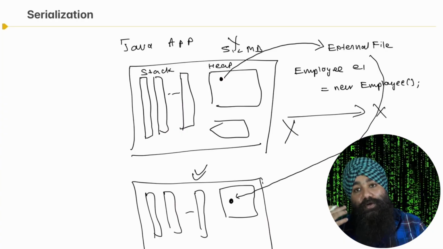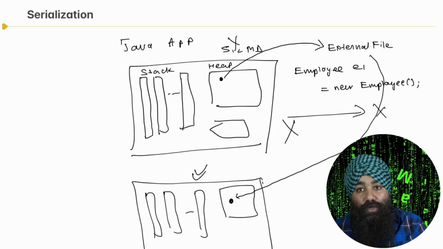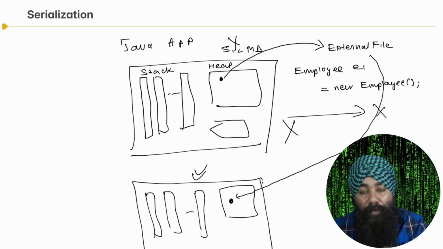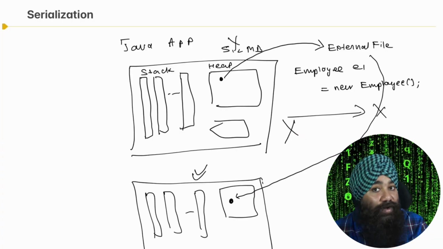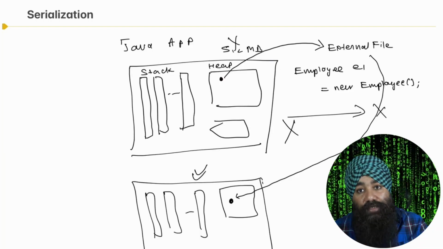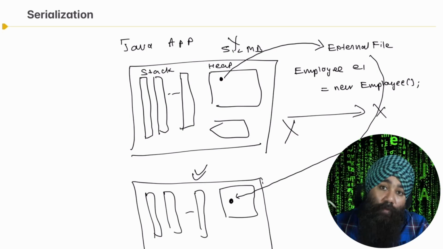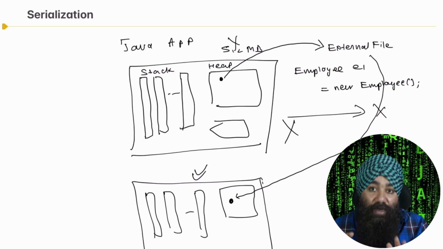Instead of creating the object again, you can save the state of our object to an external file, and whenever you restart your application, or within the same application, you can save the state of the object to a file and read it from a file. This process of saving the state is called serialization, and the process of retrieving the state and creating an object from a file, not using the constructor, is called deserialization.